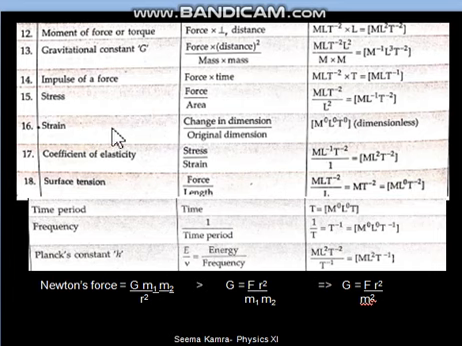Now other than stress, one similarly pronounced quantity is strain. You need to understand the difference. Strain is change in dimension upon original dimension. So we can write it as change in length upon original length or change in volume upon original volume. So whether we are writing change in length upon original length, length upon length will get cancelled, and that's why all the powers will appear 0. So strain is a quantity which is dimensionless and also unitless.